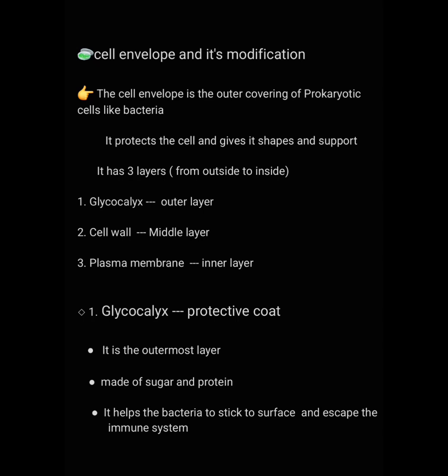We all know that the cell envelope is the outermost layer of the prokaryotic cell, and its main function is to give protection to the cell, and shape and support. It has three layers. The outermost layer is the glycocalyx, the middle is the cell wall, and the innermost layer is the plasma membrane. Glycocalyx is a protective coat, and it protects the cell from bursting or collapsing.